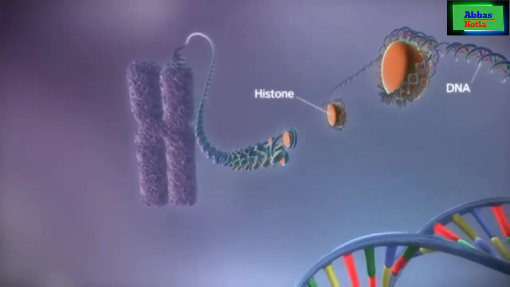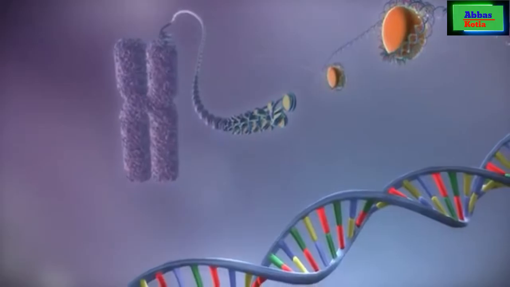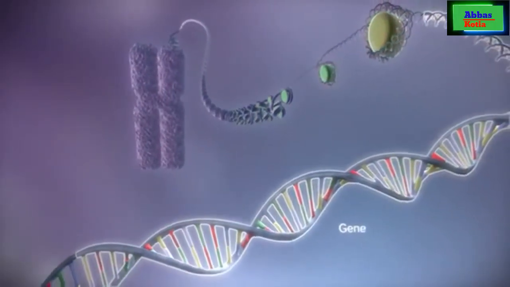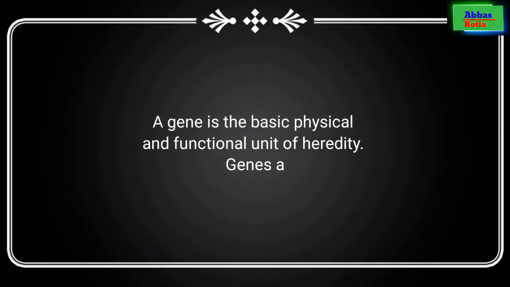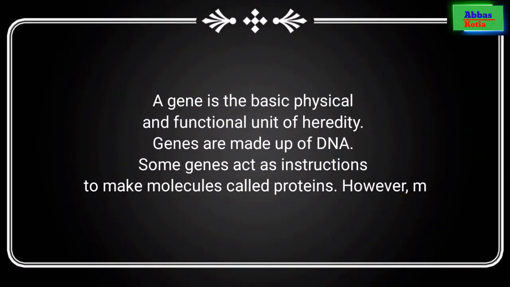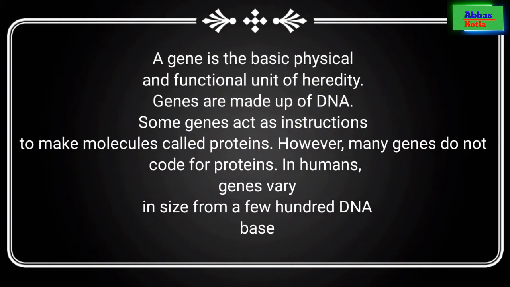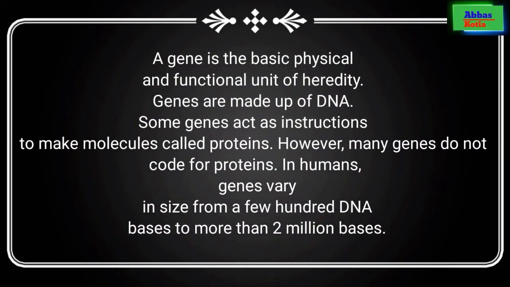Within the DNA, there is a section which is known as a gene, which has the instructions of the DNA to form a protein. So a gene is the basic physical and functional unit of heredity. Genes are made up of DNA. Some genes act as instructions to make a molecule called protein. However, many genes do not code for protein. In humans, genes vary in size from a few hundred DNA bases to more than 2 billion bases.